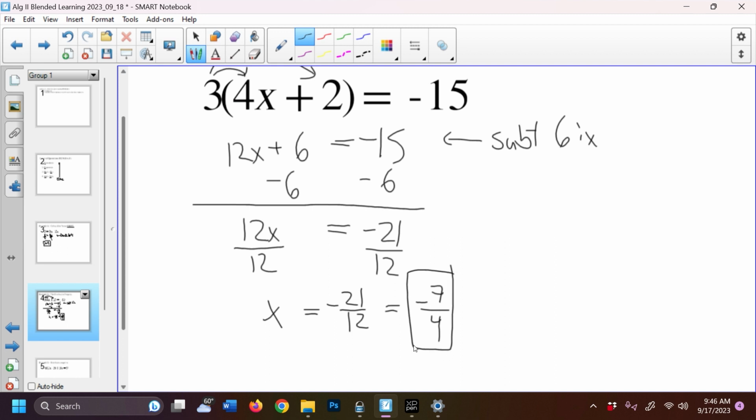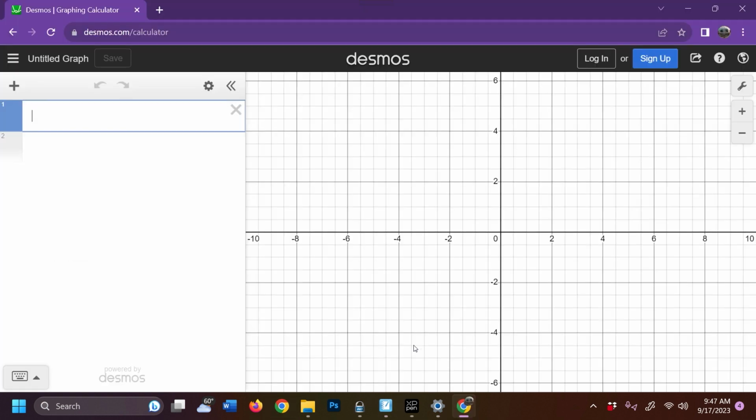Now, if you struggle with that, you can always go to Desmos. So let's open up Desmos real quick. And so I had negative 21 over 12. What you can do is come up here and click on this little fraction in the corner right beside the 1. And you will see that it does reduce it down to negative 7 over 4 for us.